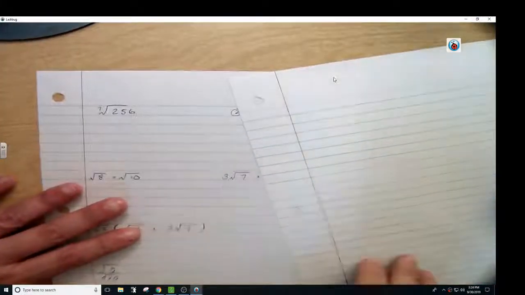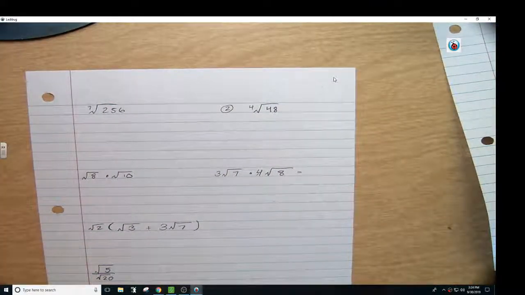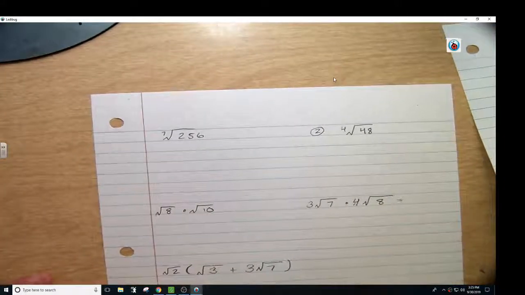All right, guys, looking ahead, we're going to start tomorrow simplifying higher order roots. So let's look at a couple examples.